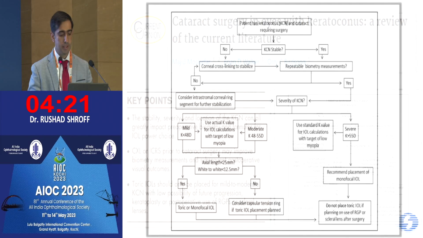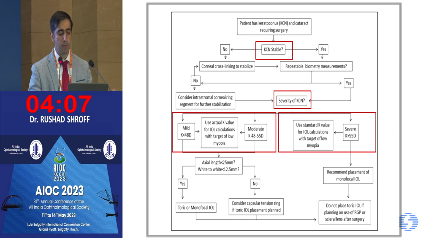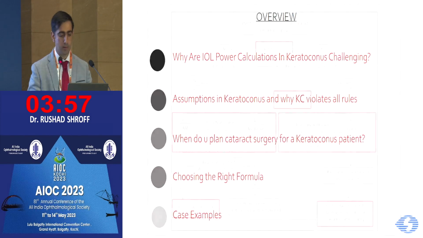So this is a review paper regarding keratoconus. I'd just like to highlight a few points. The first thing that I mentioned, the keratoconus should be stable. The other thing to look at is the severity of keratoconus, and I'm going to come to that in a bit more detail because the use of the IOL formulas depends on the severity of your keratoconus or your ectasia. Toric lenses, like I mentioned, if they're planning to use their scleral lenses or RGPs post-surgery, then maybe better to avoid a toric.